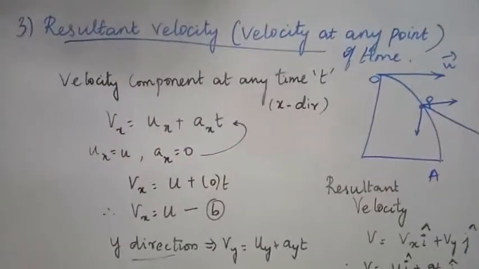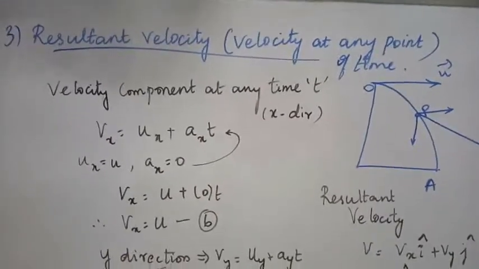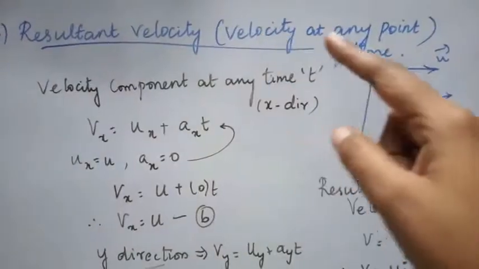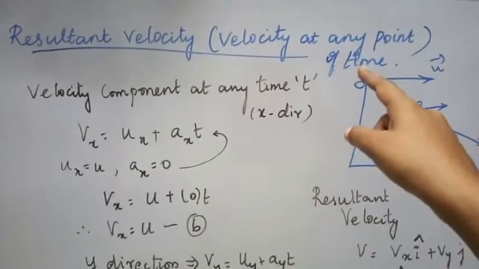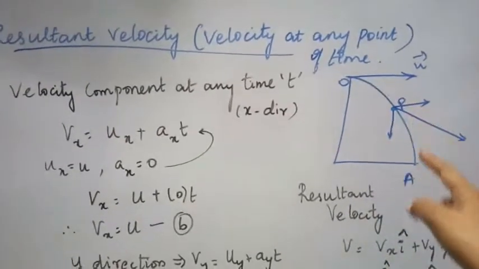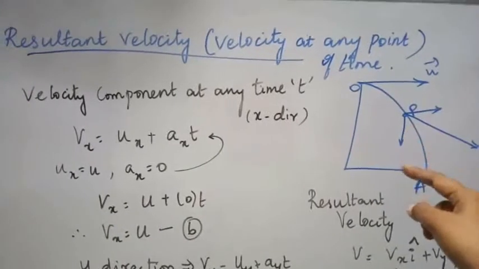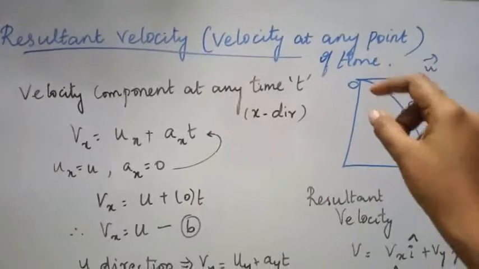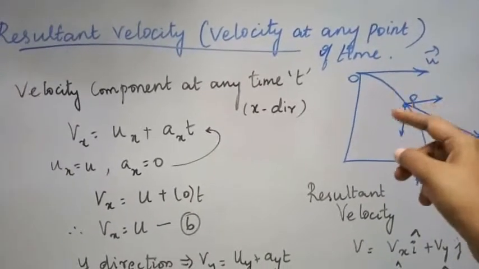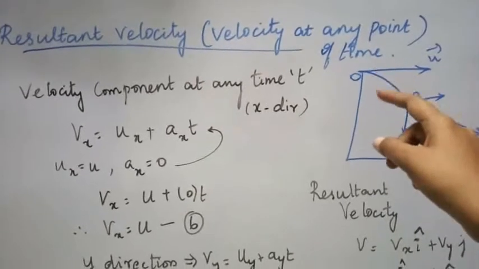So the next third parameter we are going to discuss is the resultant velocity, that is the velocity at any point of time in the projectile motion. So when the object is dropped from this point and makes the projection like this, and is moving towards the ground, the velocity is getting changed at each point of time. So the velocity will not be the same here.